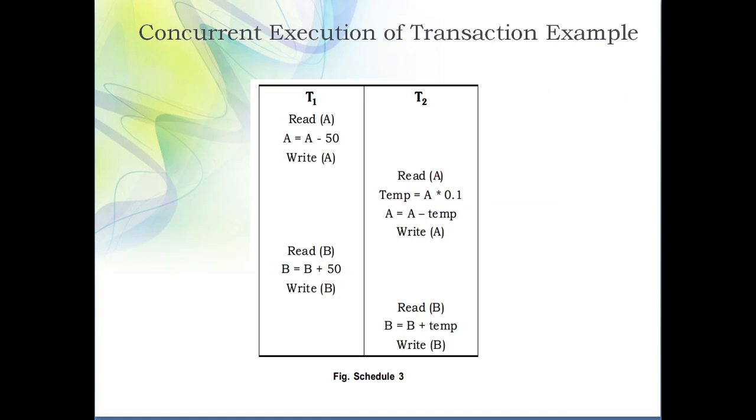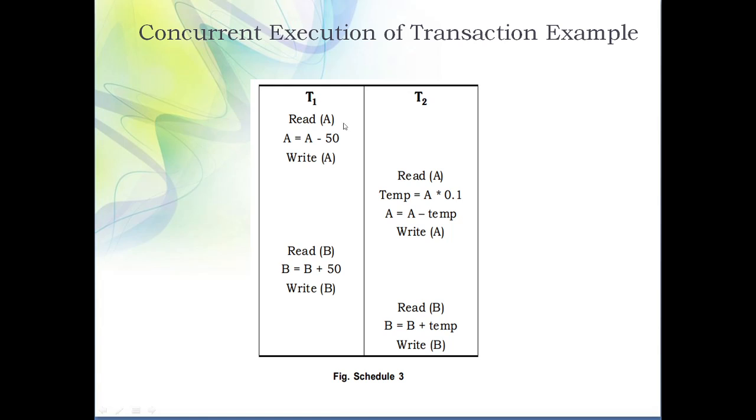Let's see an example. This is a simple example where transaction T1 wants to deduct 50 rupees from A and transfer it to account B, whereas transaction T2 wants to transfer 10% of the amount from account A to account B. So this is a concurrent execution of transactions. Why is it so?